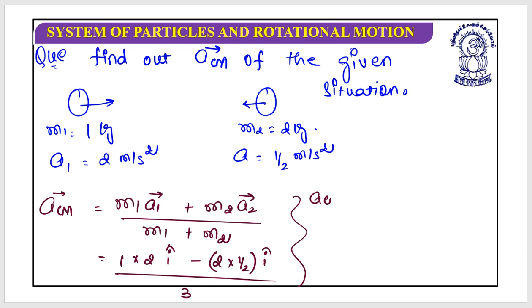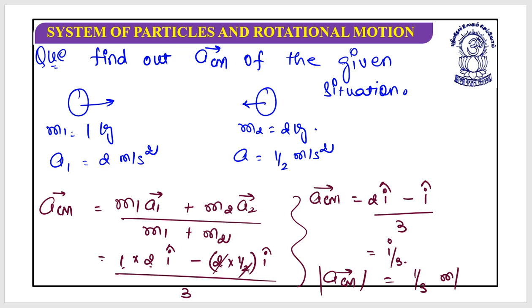So while writing down the ACM, this would be equal to 1 into 2, this is 2 i cap, minus 2 into 1 by 2, this is minus of i cap. Divide by 3, it's 2i minus i, it's i by 3. So the magnitude of ACM is 1 by 3 meter per second square. I hope you got this.